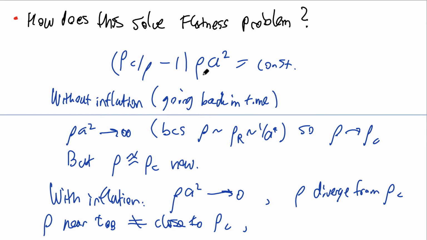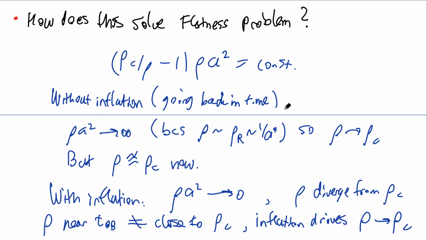As the universe goes through the inflation period, rho a squared increases by many orders of magnitude, which means this factor decreases by many orders of magnitude. So inflation drives rho to the critical value, rho c. And the universe we see today is very nearly flat.